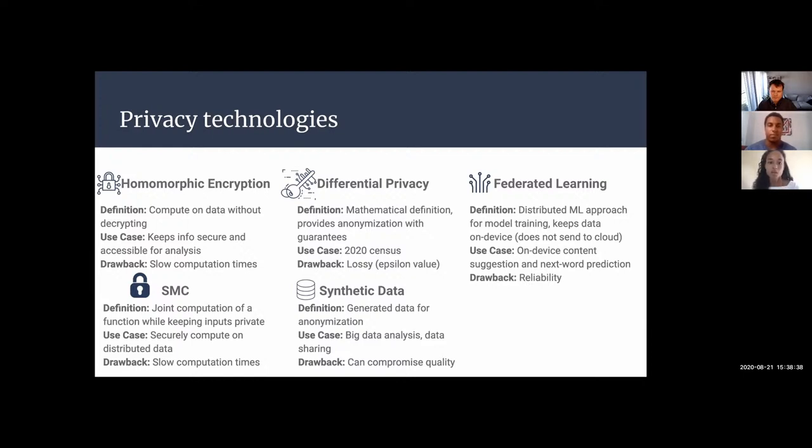So moving to federated learning, this is a distributed machine learning approach. You can train your models using decentralized data that reside on different end devices, such as cell phones. The use case is, in the case of cell phones, you can take them at different locations and they can, in a collaborative fashion, learn a machine learning model while keeping all personal data on device.